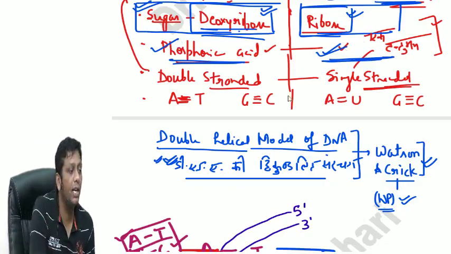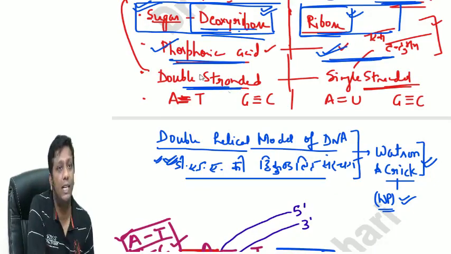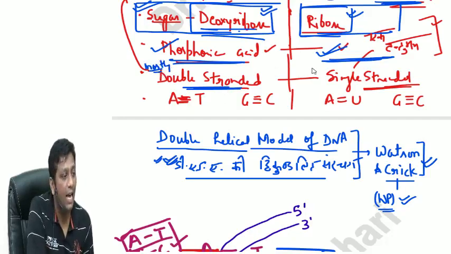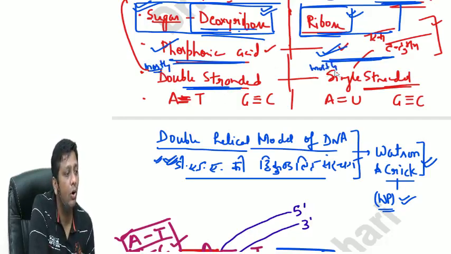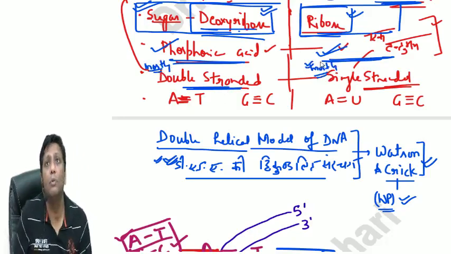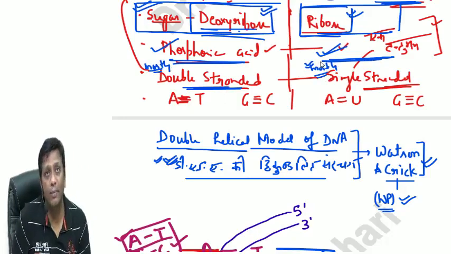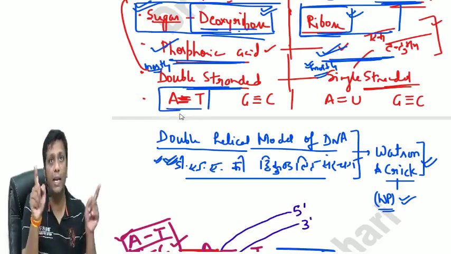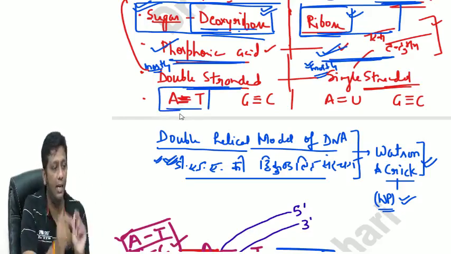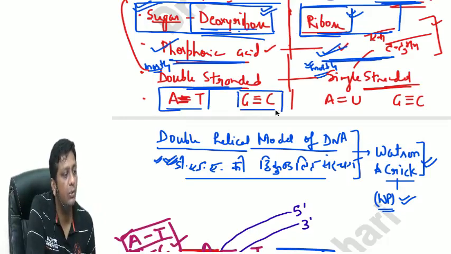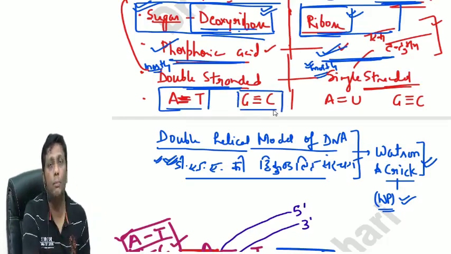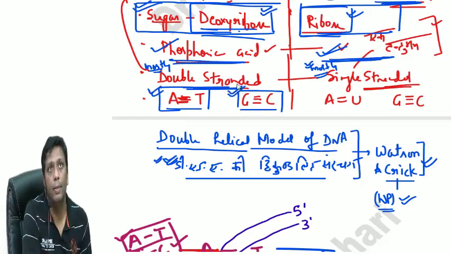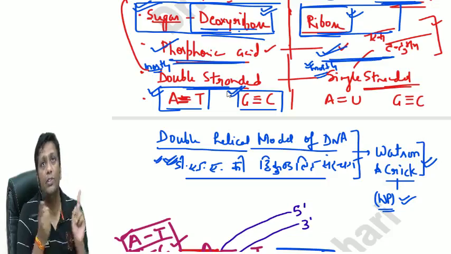Even so, guys, DNA is mostly double stranded, not always. RNA is mostly single stranded, not always. In DNA, A always binds with thymine: adenine connects with thymine when DNA is double stranded, and guanine binds with cytosine. That I will show you in a picture. So in DNA, A attaches with T and G attaches with C.